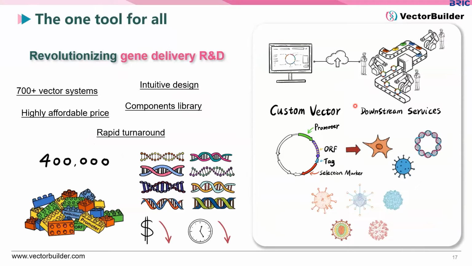Currently with our studio, we have already established more than 700 vector systems. It incorporates intuitive design and also a huge components library, with more than 400,000 components built so far. At the same time, we are providing a highly affordable price and also a very rapid turnaround time. So we want to minimize all the hassles that researchers have to experience when they are simply constructing and producing these vectors.